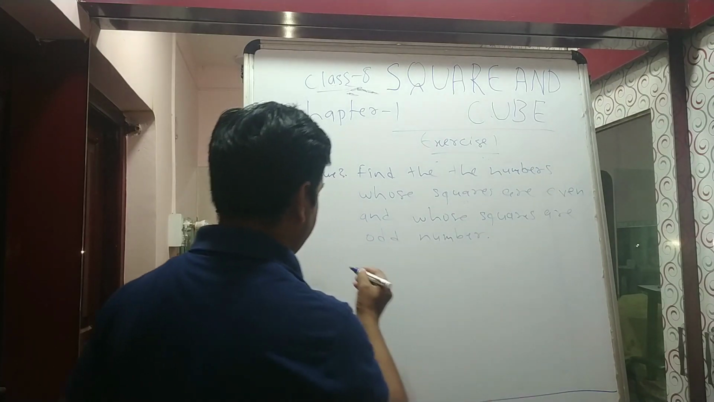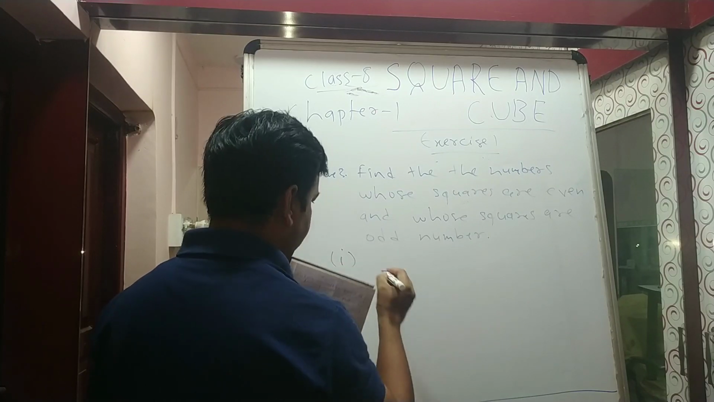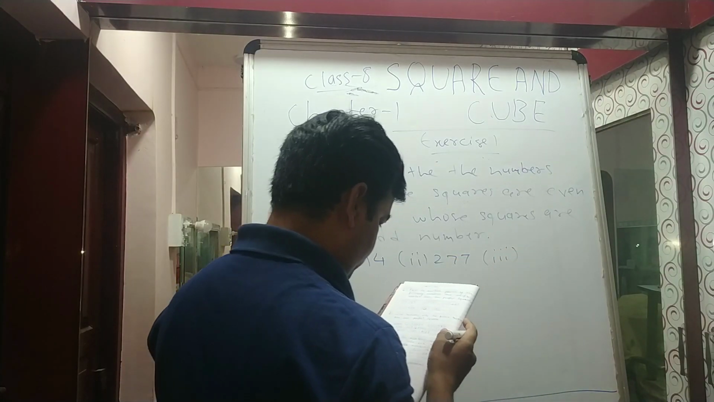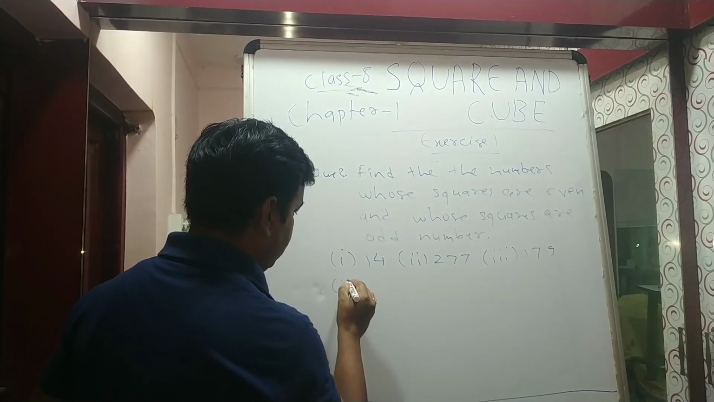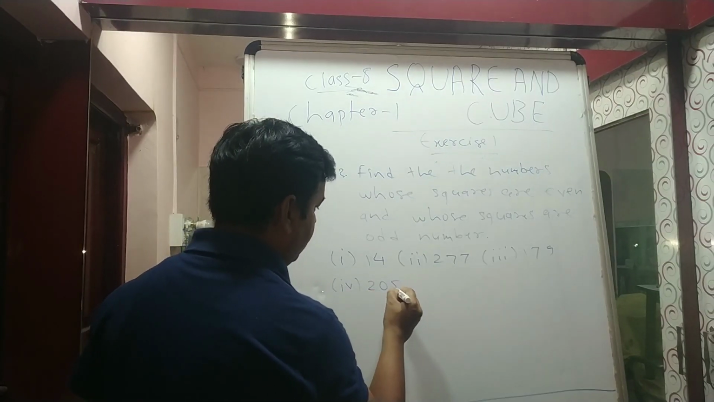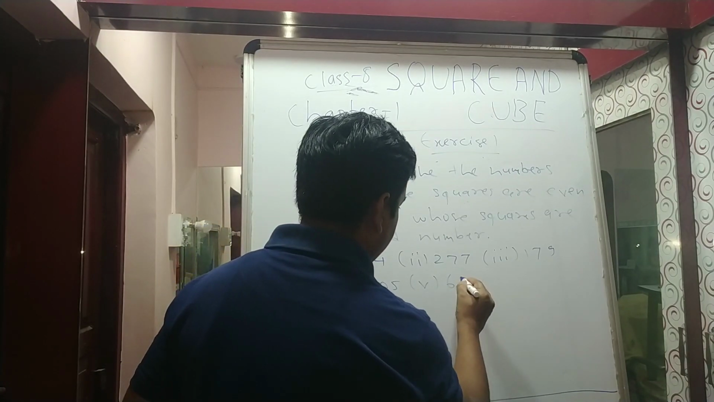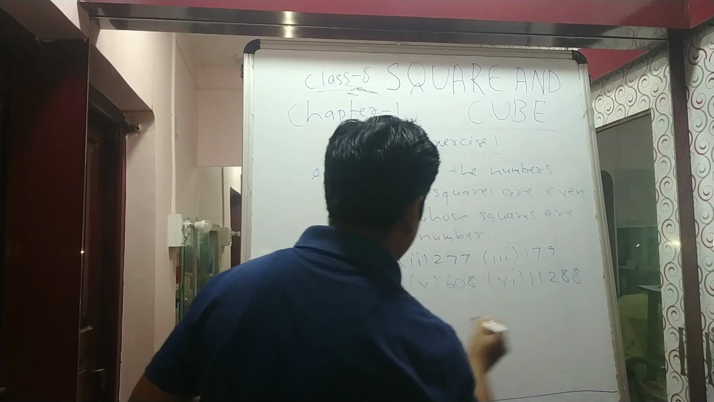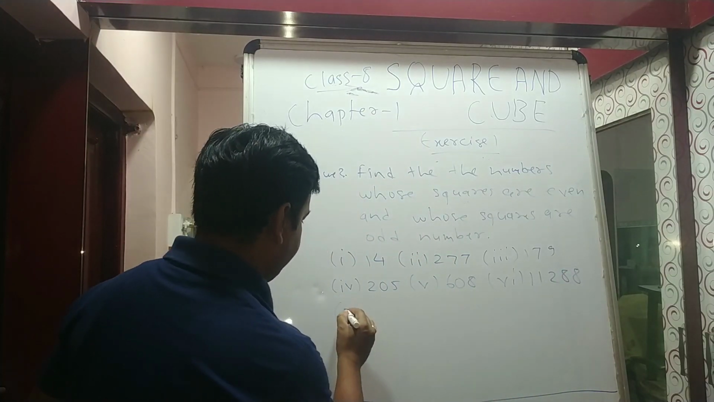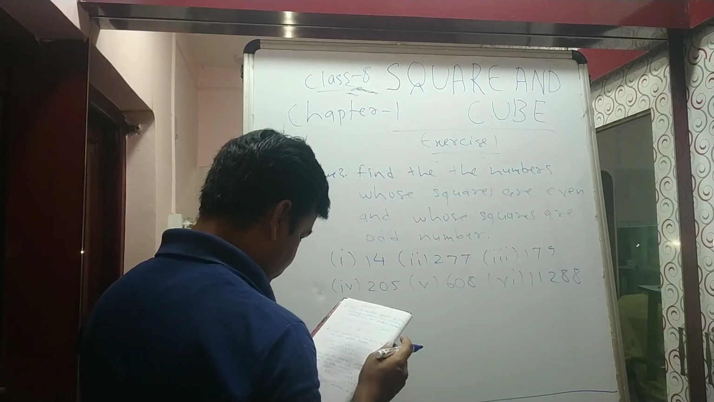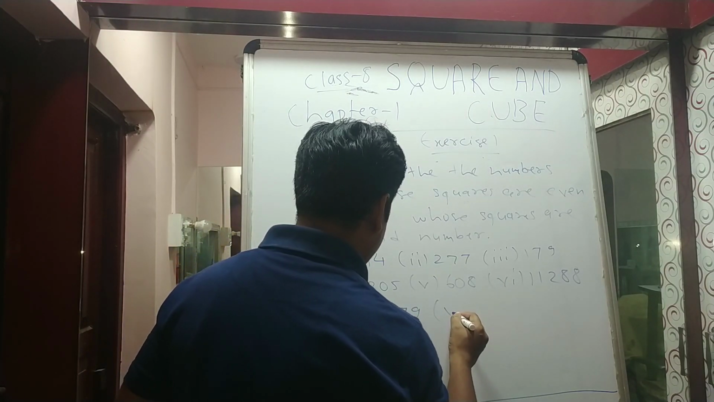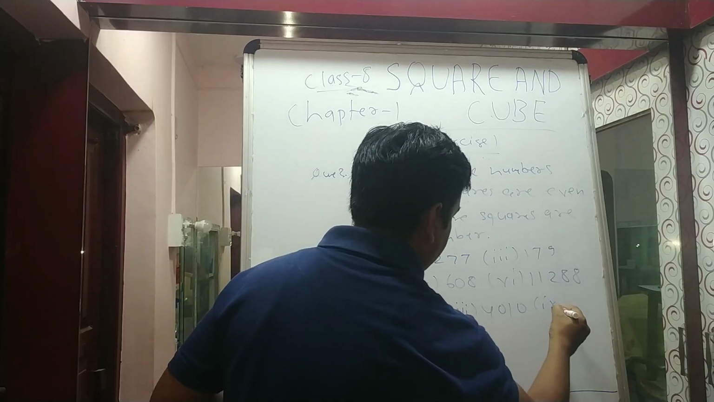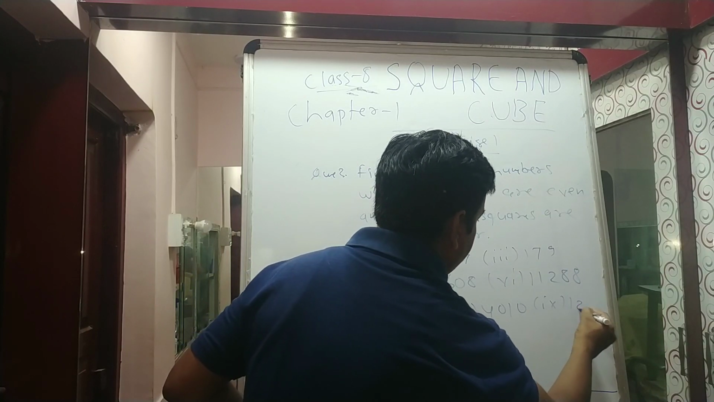I am writing questions, you need to give me the answers. First one is 14, second 277, third 179, fourth 205, fifth 608, sixth 11288, seventh 1079, eighth 4010, ninth 1225. Okay.